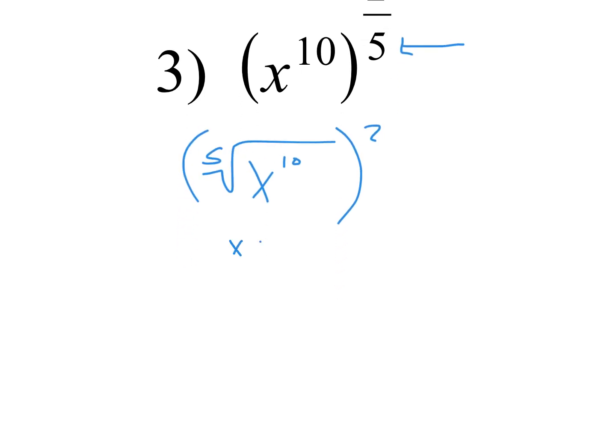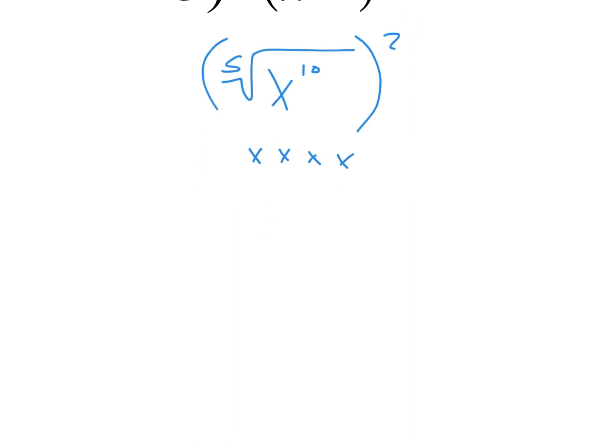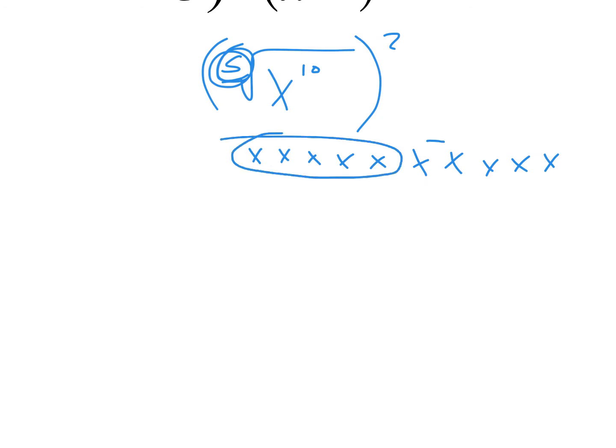So this is like saying x times x times x times x 10 times. 1, 2, 3, 4, 5, 6, 7, 8, 9, 10. We have to circle groups of how many here? Groups of 5. So we circle 5 x's and 5 x's. How many x's come to the outside? 2, because we have 2 circles. So we have x squared on the outside.